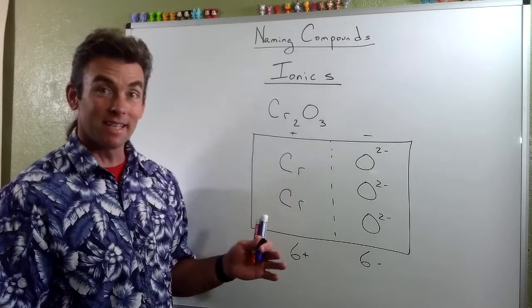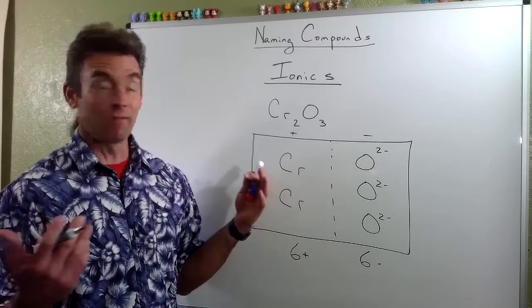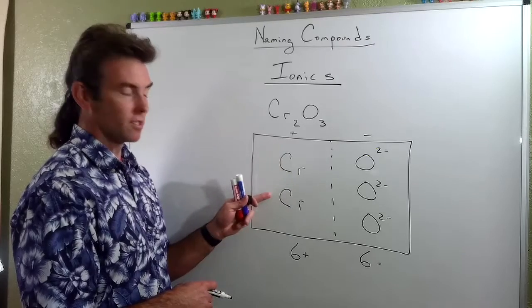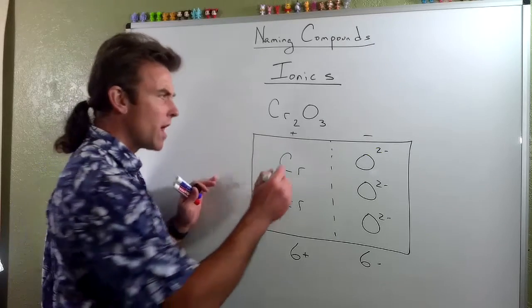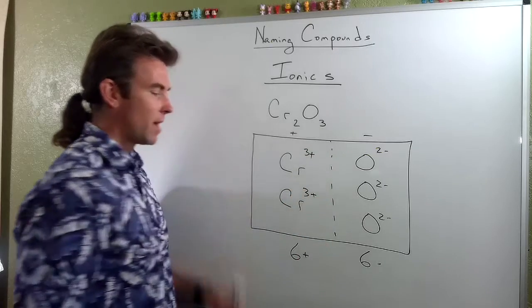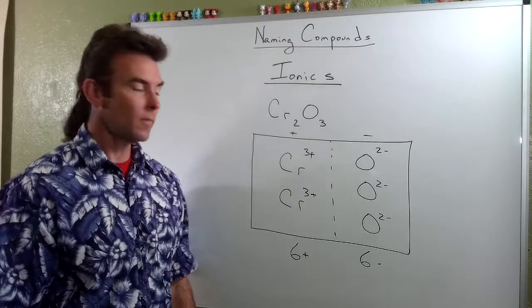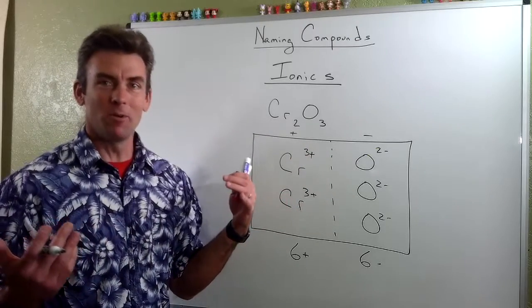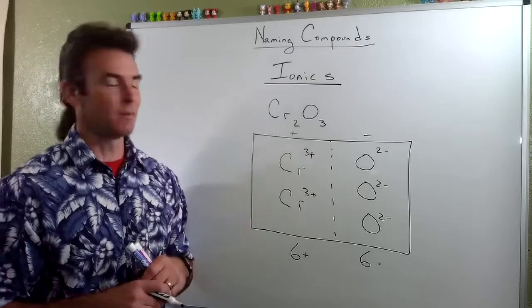So obviously, or maybe not so obviously, I've looked at this for so long, we have to have two 3+ charges for this chromium, right? So we know now that the charge on chromium had to have been a 3+. Because if we put 2+ there, and we had 2 of them, it wouldn't add up to 6, and we know it had to add up to 6.